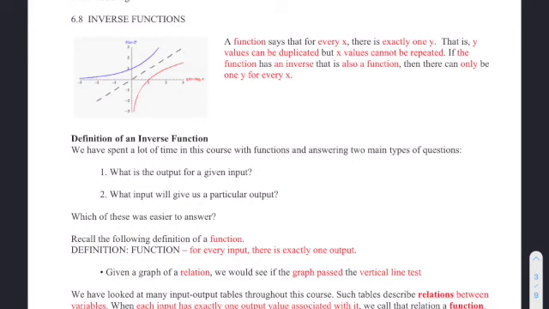If you were to reverse the inputs and the outputs in such a table, you will get another way to describe the relation between two variables, called the inverse relation. Sometimes this inverse relation is also a function. When the inverse relation is also a function, the original function is called invertible. Okay? All right, let's look at example number 1.